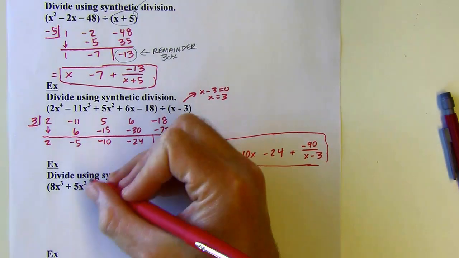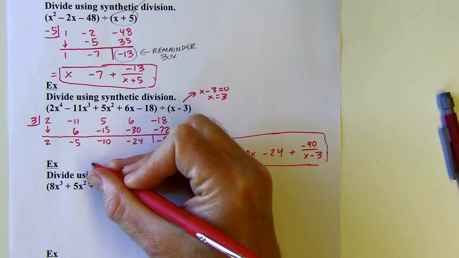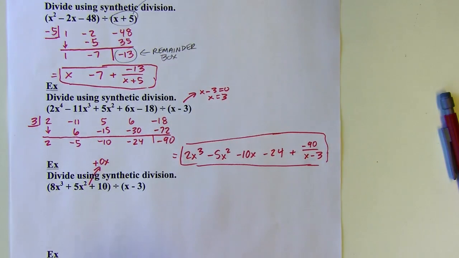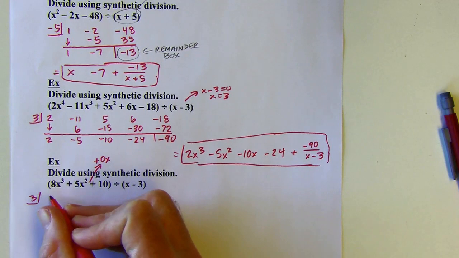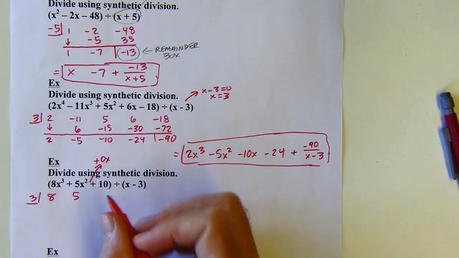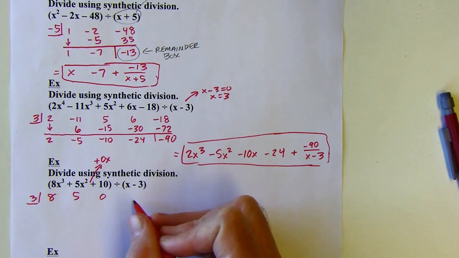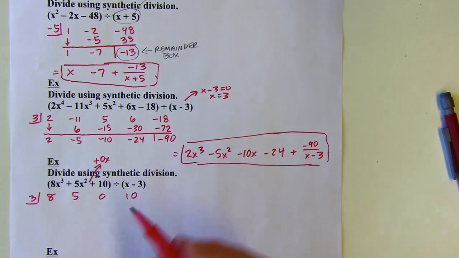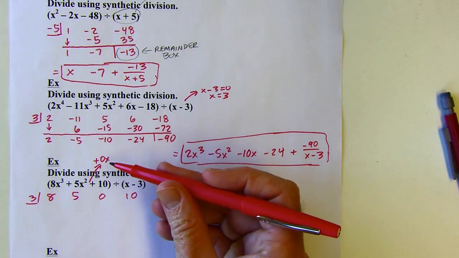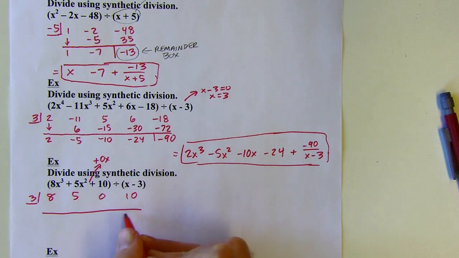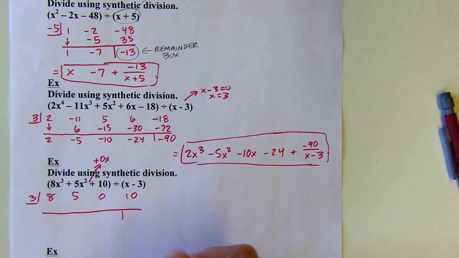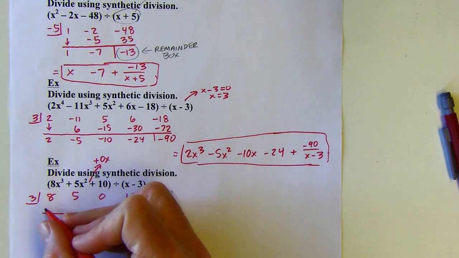Beware on this next one. There's no x term in there. Okay. So when you set this up, I've got the 3, then I've got 8, then I've got 5, but I need a 0 as a placeholder. Otherwise, it's not going to work out. There's no x to the first term in there, but I could write it as 0x. And that will change your answer, okay? So always be scanning for missing terms.